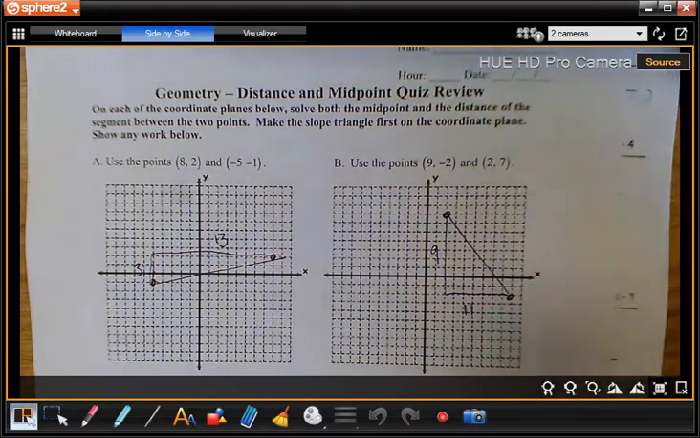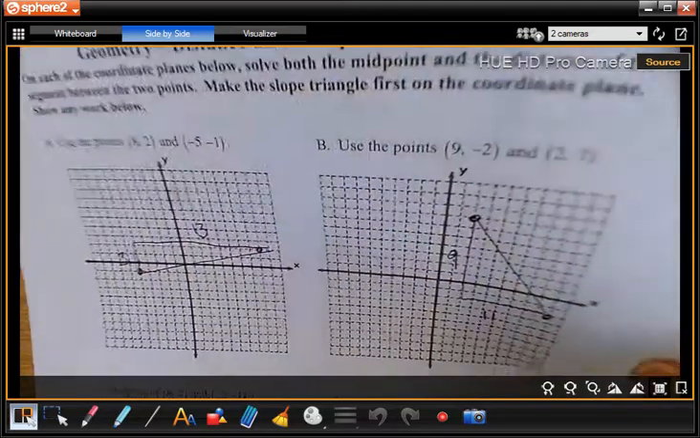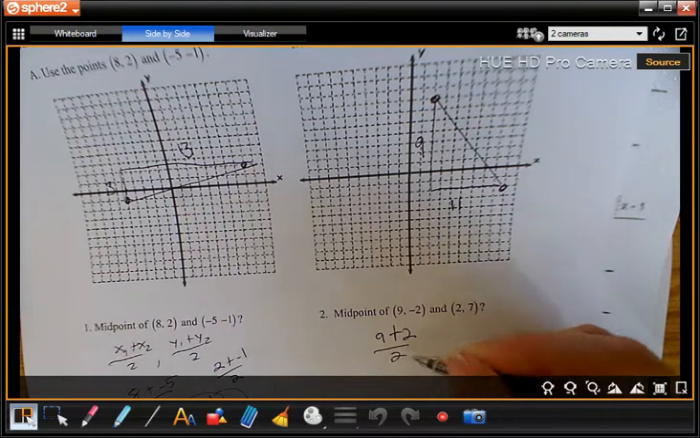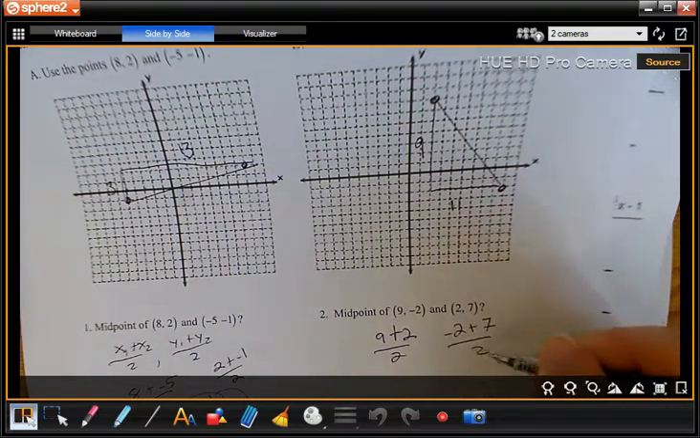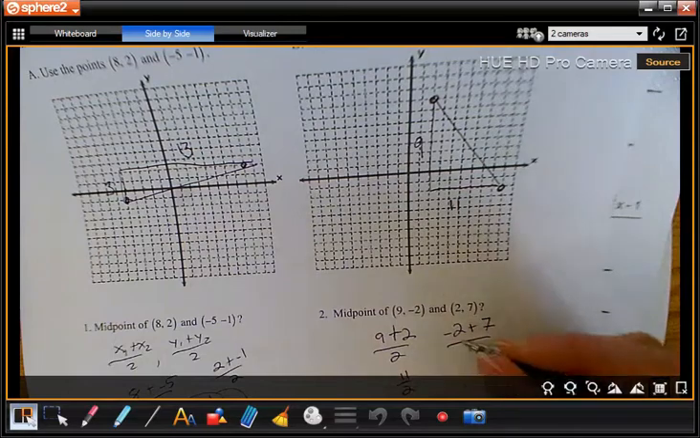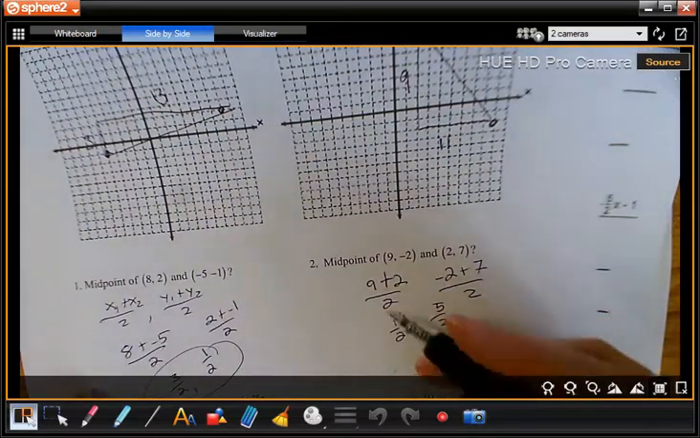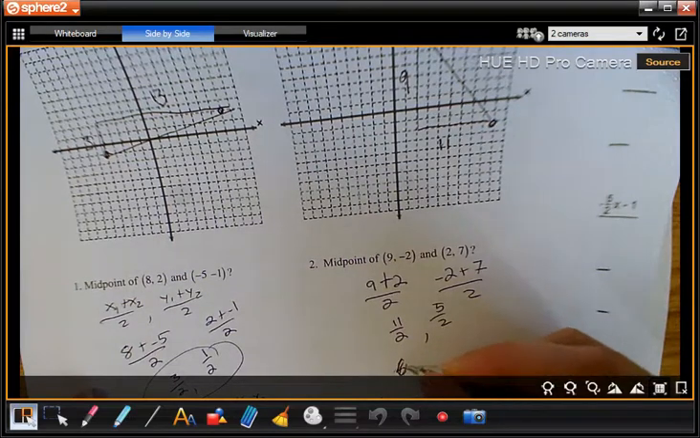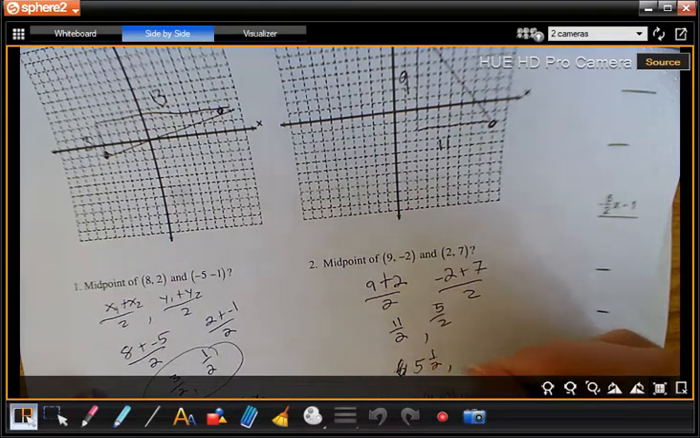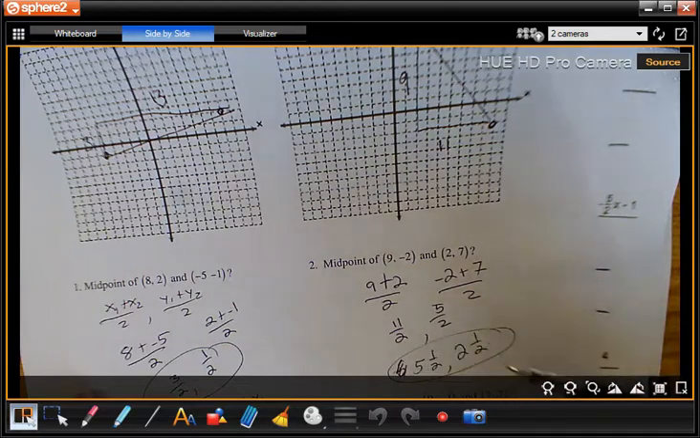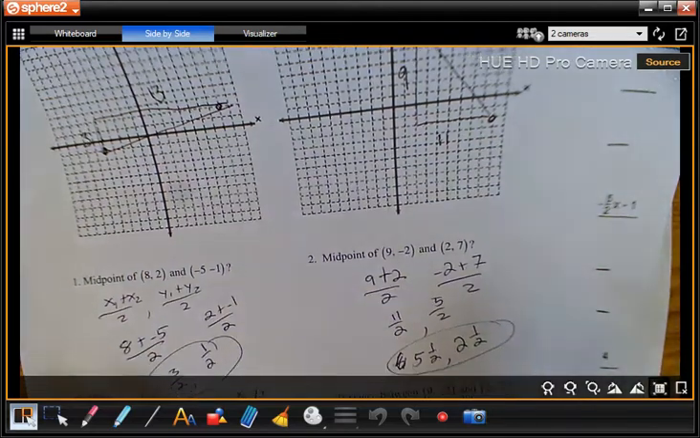and 11. Okay, again, I don't like midpoint when it's odd, so I'm just going to add them together. 9 plus 2 divided by 2, negative 2 plus 7 divided by 2. So we get 11 over 2, negative 2 plus 7 is 5 over 2. I can change these into mixed numbers. 2 goes in 11 5 times, with 1/2 left over. 2 goes into 5 2 times, with 1/2 left over. So 5 and 1/2, or 11 halves, and 2 and 1/2, or 5 over 2.